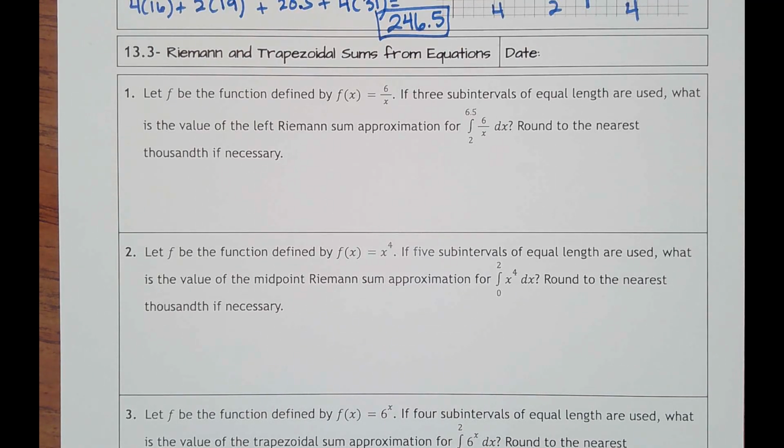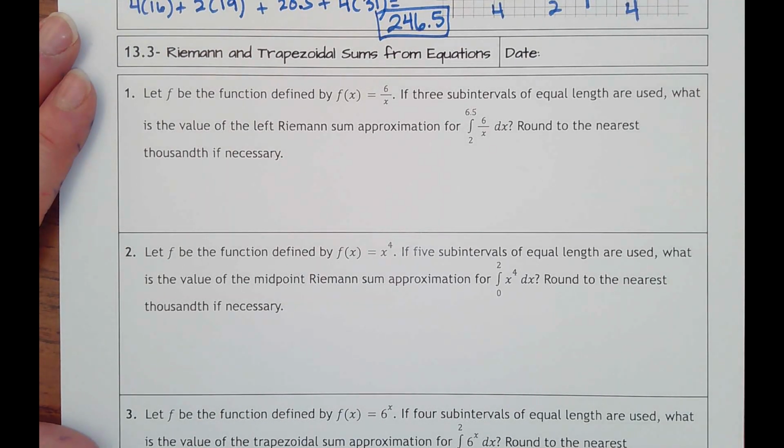Lesson 13.3 is Riemann and trapezoidal sums from equations. So we've done them from graphs themselves, which were the easiest. Tables, at least you already had the points. Now with an equation, we don't even have the points, so we'll have to make our own table to then be able to find the area of the rectangles.